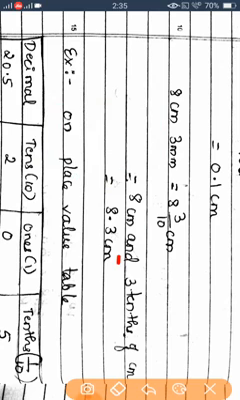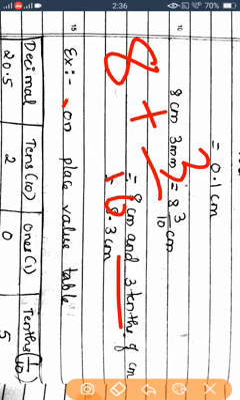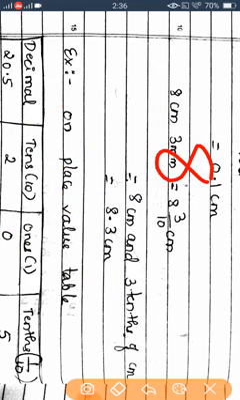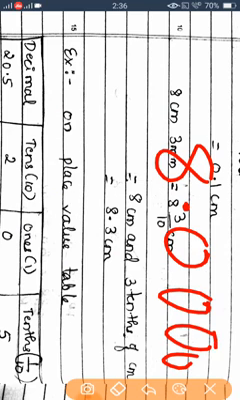So 8 centimeter and 3/10 of a centimeter. 8 as it is. 3 by 10 I can write as 0.3. So we know how to add. 8 I can write as 8.0 also. Keep it in mind, you can keep any number of zeros after the decimal.